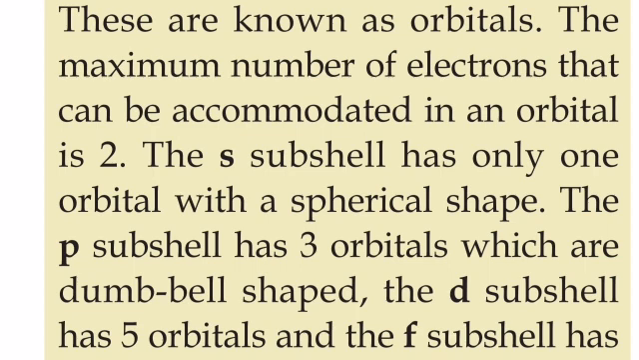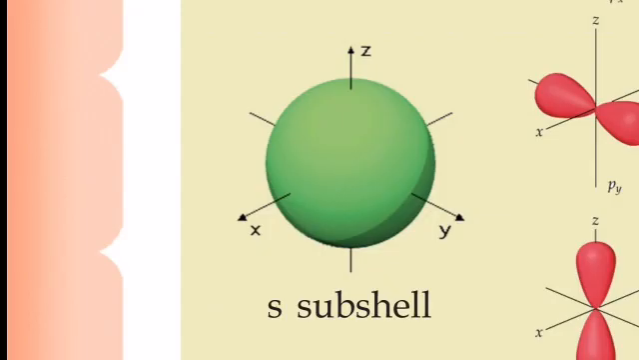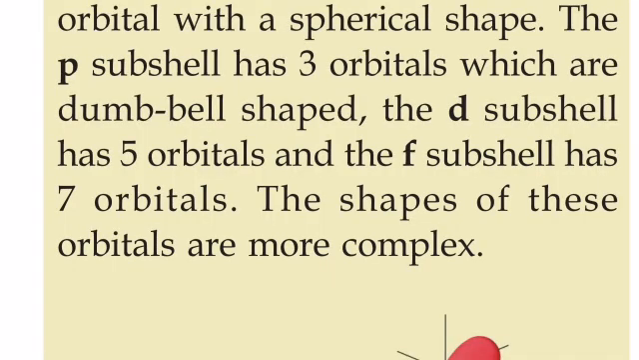These are known as orbitals. The maximum number of electrons that can be accommodated in an orbital is 2. The s subshell has only one orbital, which is a spherical shape. The p subshell has 3 orbitals, which are dumbbell shaped.